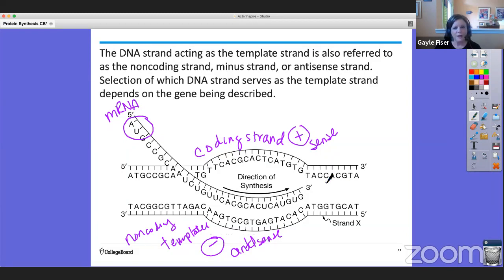Now, this question sometimes comes up in my room: is the top one the coding strand and the bottom one the template? No, you can't look at it as top or bottom or left or right in the diagram. You have to look at the direction of the 5' and 3' ends of the molecule, and the gene can be on either side. It just depends on which gene is being transcribed at the time.